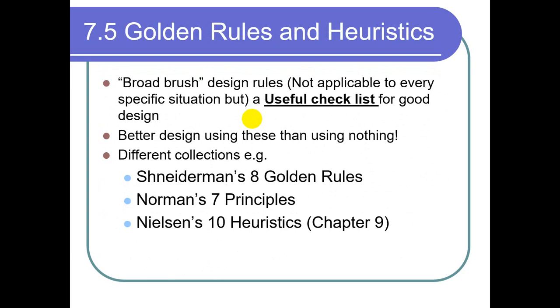So in the next class, we'll talk about Shneiderman's 8 golden rules, Norman's 7 principles, and Nielsen's 10 heuristics.